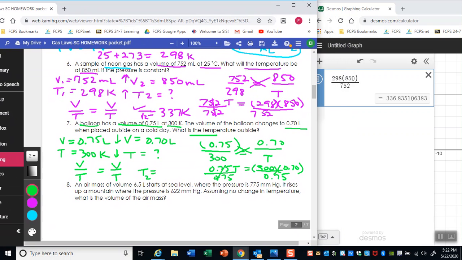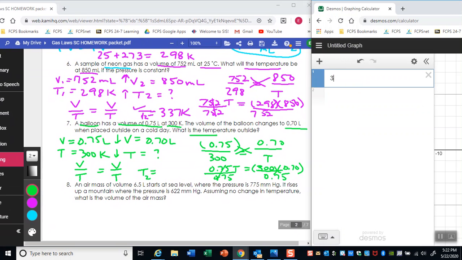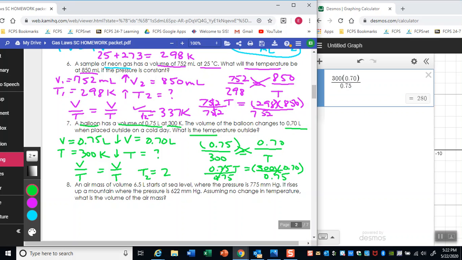I'm going to take 300 times 0.70 divided by 0.75. And I get 280. So my new temperature is 280. What's the units? That was kelvins.